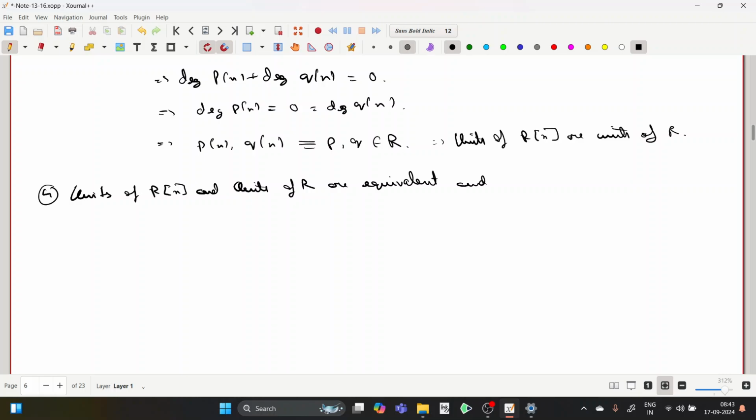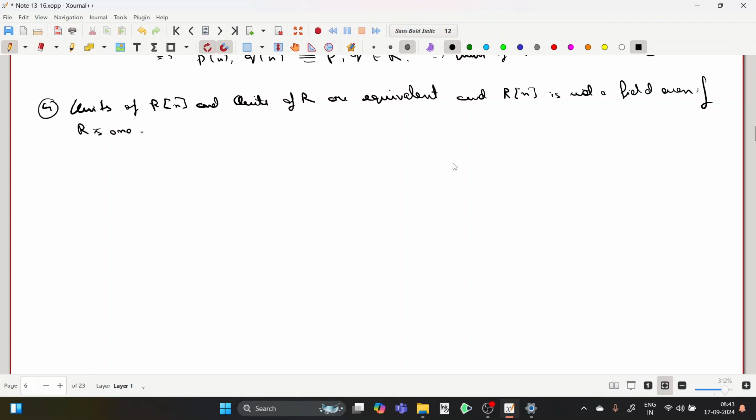And R[x] is not a field, even if R is one. Clear? Got it. And specifically, we are talking about non-trivial rings throughout any discussion. Clear? Okay. This is a very fine thing to observe.